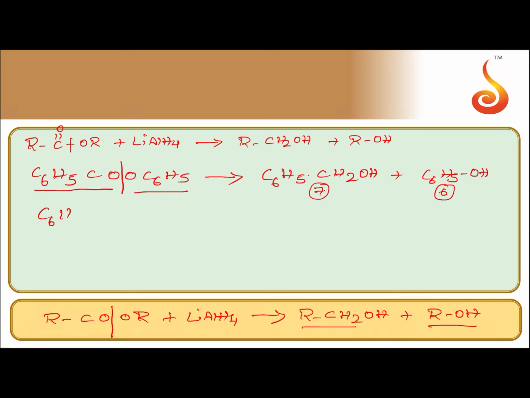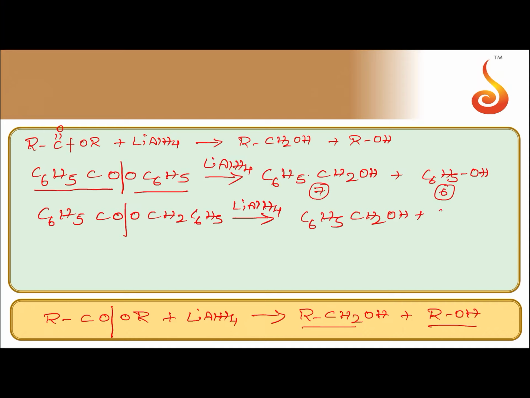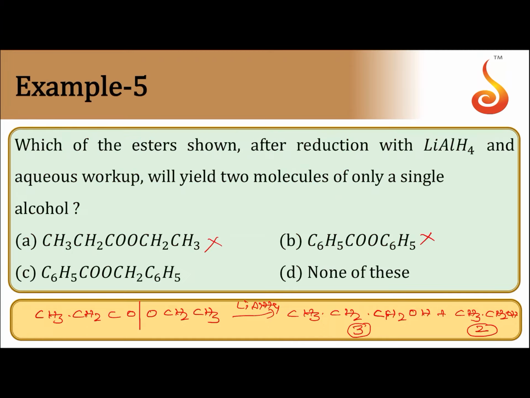Let us see the third option. C6H5COOCH2C6H5. This compound when treated with lithium aluminum hydride, this bond should be cleaved. So what will I get? C6H5CH2OH plus C6H5CH2OH. So 7 carbon atoms here, 7 carbon atoms here. So both the compounds have the same number of carbon atoms.